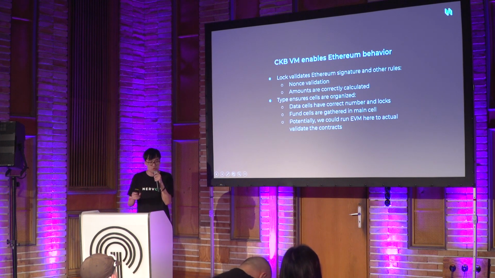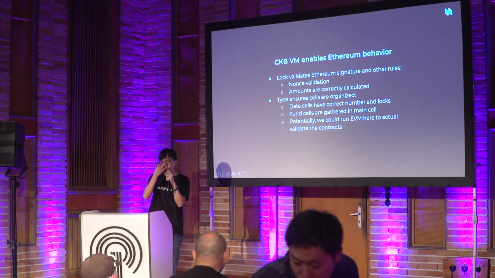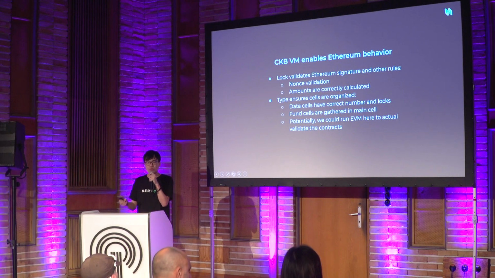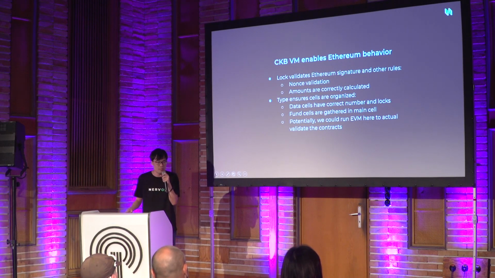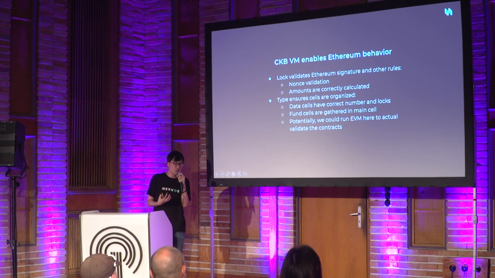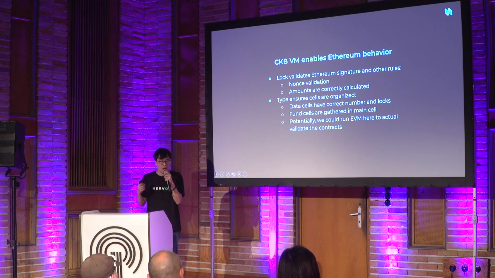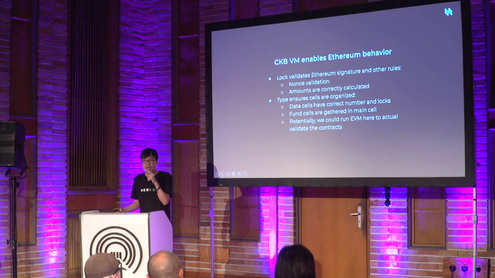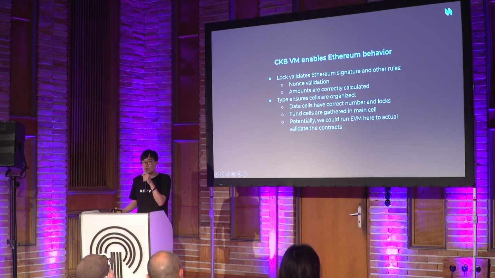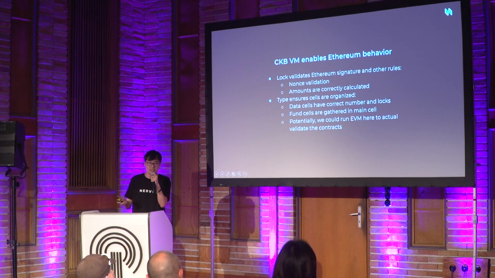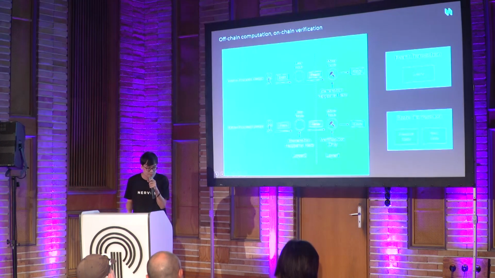First part, we want to ensure that when you say you have 16 data cells, you really do have 16 data cells. The second part is that when we are transferring funds, we'll do a slight optimization to make sure all the funds in the fund cells are transferred to the main cells. And the third part is that, as a potential future, we can actually compile EVM directly to run inside CKB VM to validate that your Ethereum contract actually does the thing that it says it's doing.